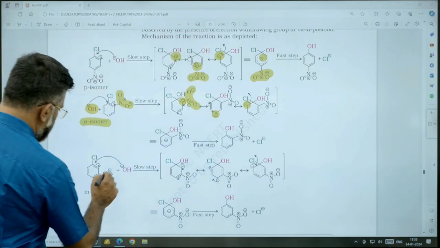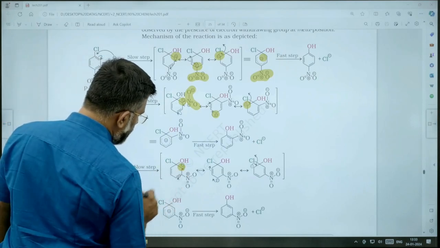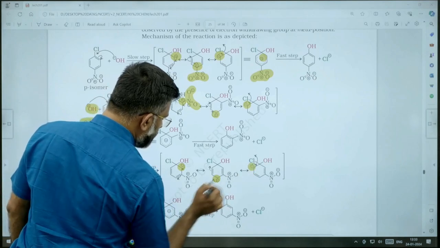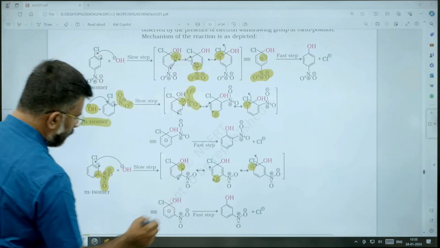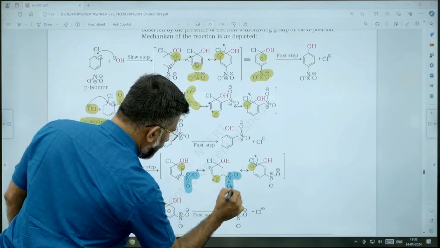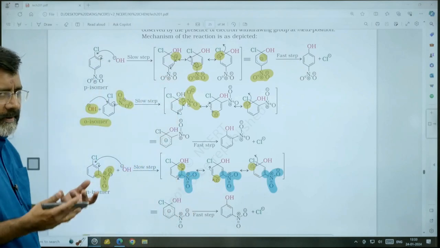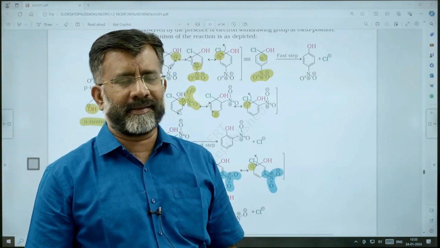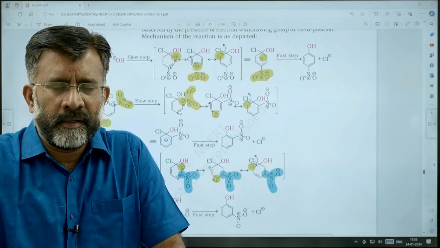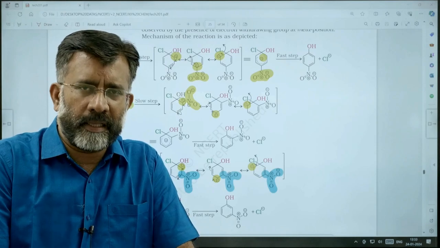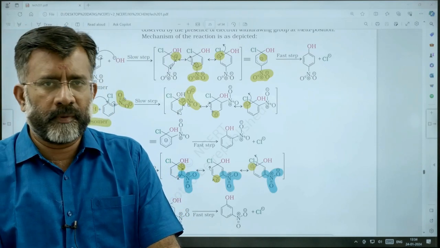Look at the meta isomer. This is the meta position. Minus is here, here, and here. You don't get a minus charge where the nitro group is. Look at the nitro group, this is meta. Do you find a minus? You don't find a minus charge coming in the resonating structures at the meta position. That means at a meta position, there is no effective electron withdrawing character. Hope you understand.